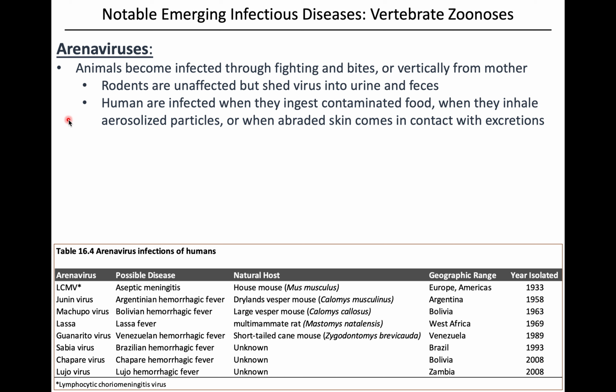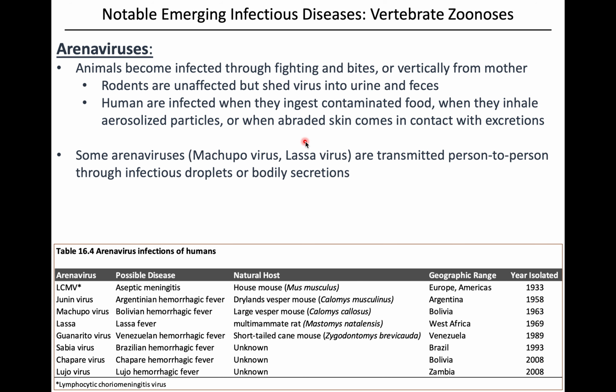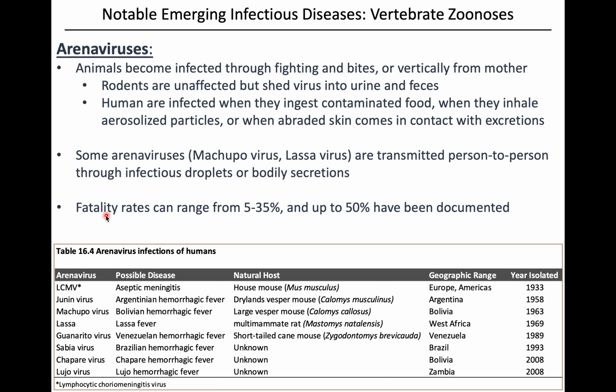And then humans become infected when they either eat some contaminated food that some of these rodents had exposure to, or maybe you're working around rodent urine or feces and you're inhaling aerosolized particles that contain urine or feces, or you've got a cut on your skin and you come into contact with urine or feces. There are some arenaviruses that can be transmitted human to human, like Lassa virus, for example, and those are typically going to be through contact directly with bodily secretions that contain a high viral load. Some of these can have very scary fatality rates, so even on the good end, it's like 5%, but some of these up to 50%, so that's alarming.